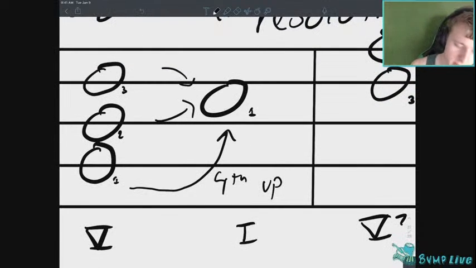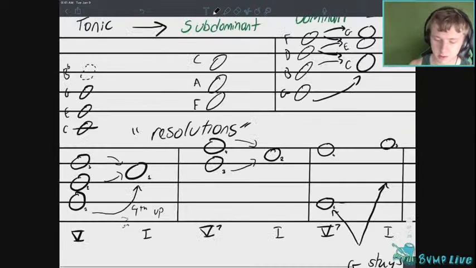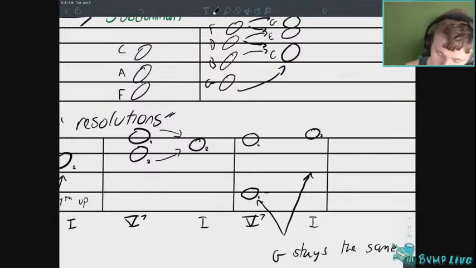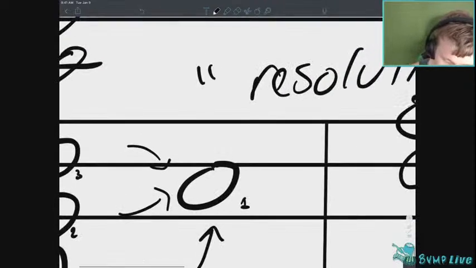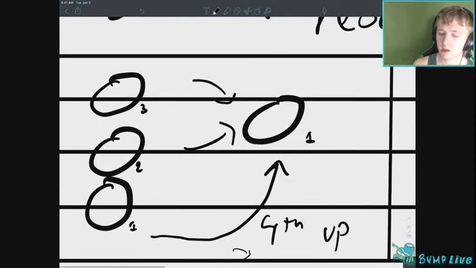So we have the G, B, and D leading to C. This going up a 4th, going down a 5th, or let's see, down here we'll say 1. G stays the same, right? So we have that there too. So G goes up a 4th to C, B goes up a 4th to C.